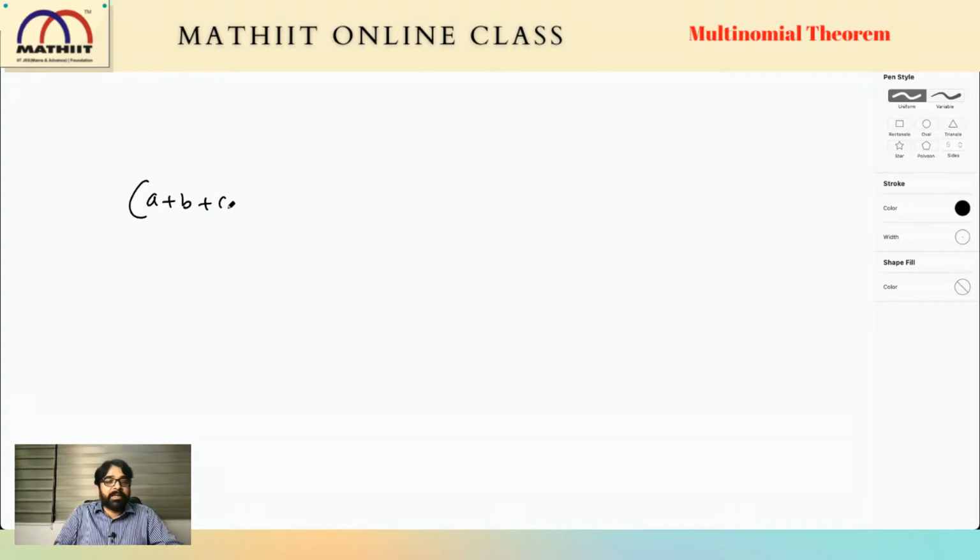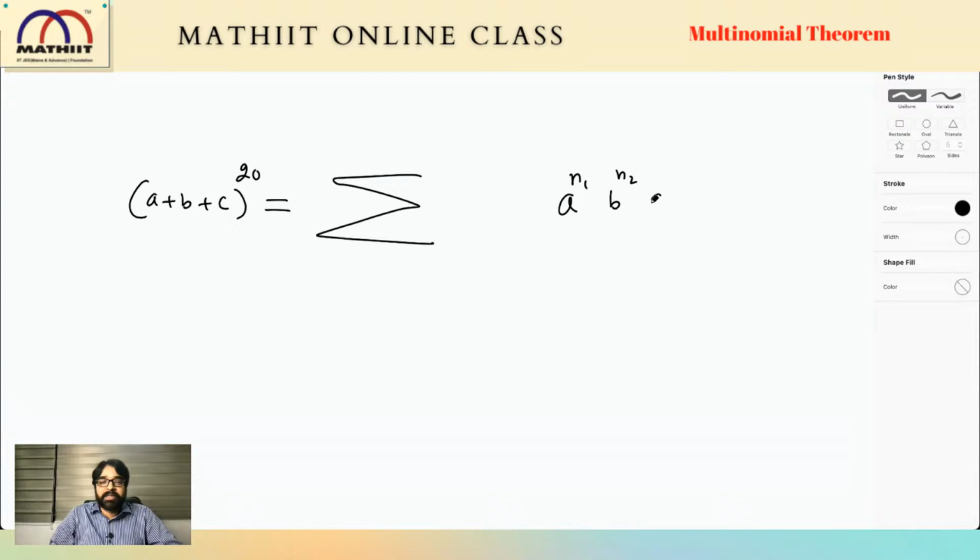So, if I'm going to expand (a plus b plus c) power 20, this is nothing but sigma a power n1, b power n2, c power n3. If I write like this, 100% sure n1 plus n2 plus n3 equals 20, or not? Have you understood the point? n1 plus n2 plus n3 will be equal to 20, because this is the distribution. And the coefficient of this I will say is 20 factorial divided by n1 factorial, n2 factorial, n3 factorial.